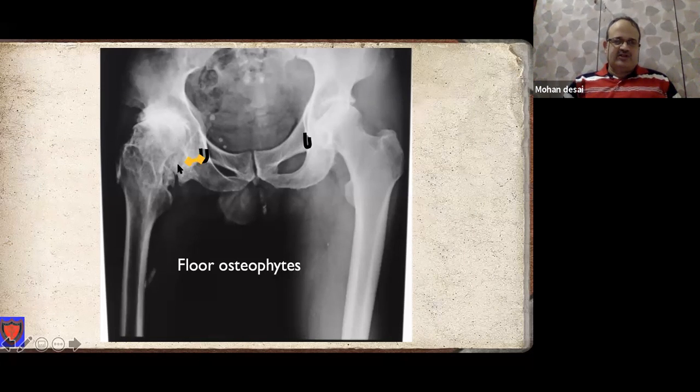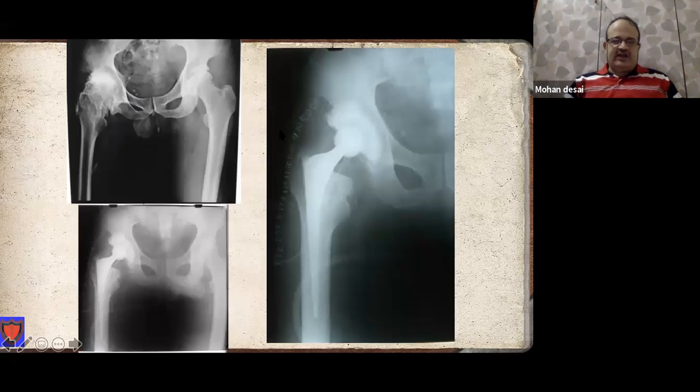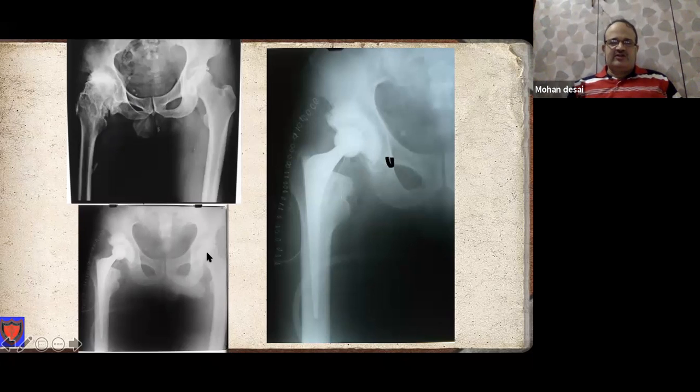The cup should not be on the floor osteophyte. And when you do that, you get this sort of picture. So this is the teardrop, and the cup is around 5 millimeters away from the teardrop. And this is how you restore the normal kinematics.